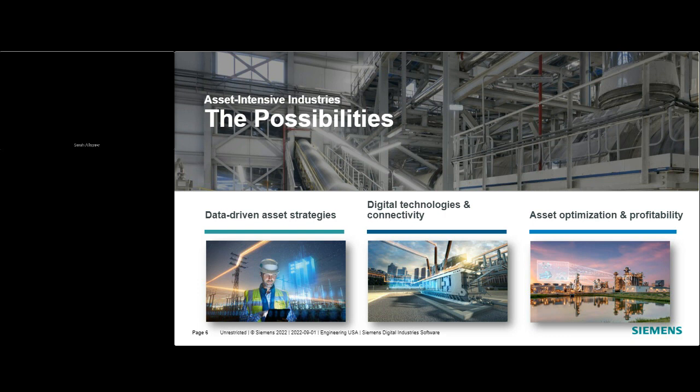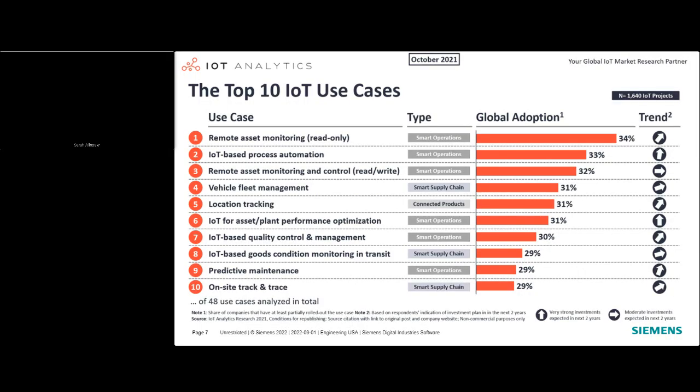And when you look at the different use cases, if we go back and look at our research here, remote asset monitoring, IoT-based process automation, and remote asset monitoring and control are the top 3 out of the top 10. I want you to pay special attention to that because there are some great solutions that Fabio is going to be speaking to that really address what our research shows are the real challenges and the real opportunities that people are seeking solutions for.